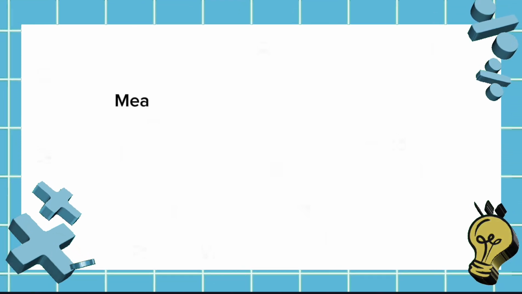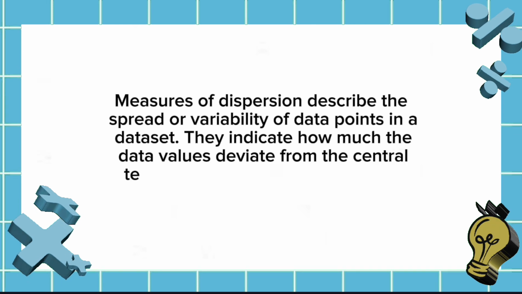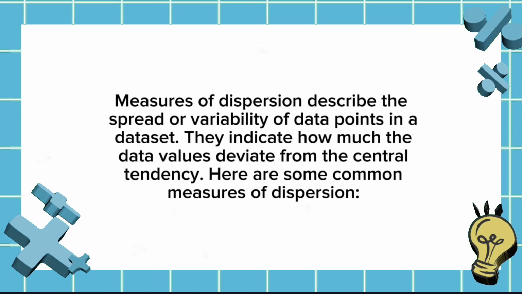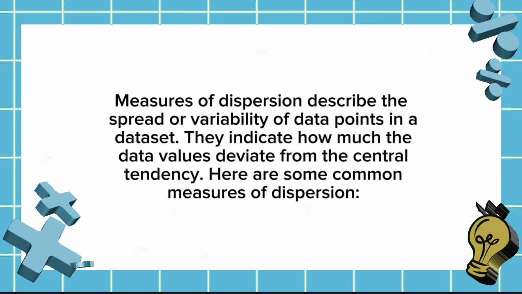Now, let's talk about the measures of dispersion. Measures of dispersion describe the spread or variability of data points in the dataset. They indicate how much the data values deviate from the central tendency. Here are some common measures of dispersion. Let's start with the range.